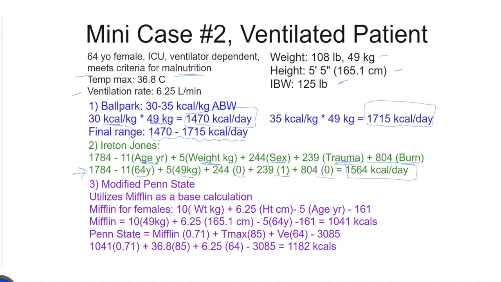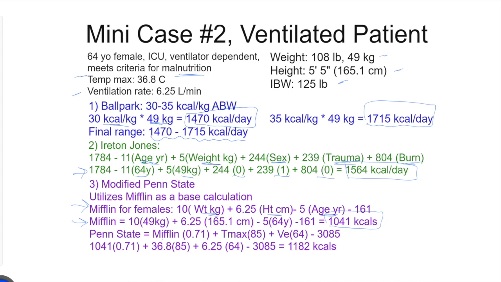The final equation that we might consider for this ventilated patient is going to be the modified Penn State equation. This equation is particularly used for patients who are on the vent, and it actually utilizes the Mifflin-St. Jeor equation as the baseline for the calculation itself. So the first thing we're going to do here is we're going to calculate Mifflin using the female-specific equation. So that equation utilizes the weight, the height, and the age in years. In our next row here, you can see that all the way solved across to give us a Mifflin value of 1041 kcals per day.